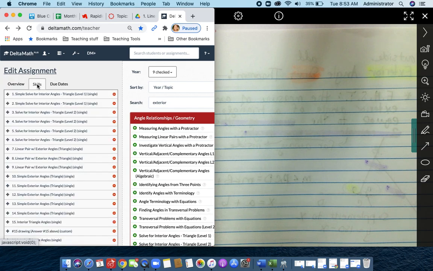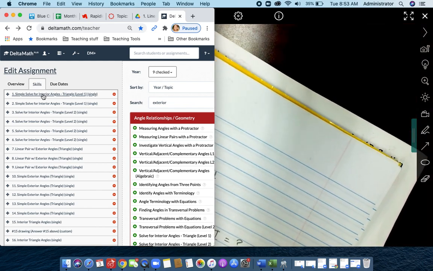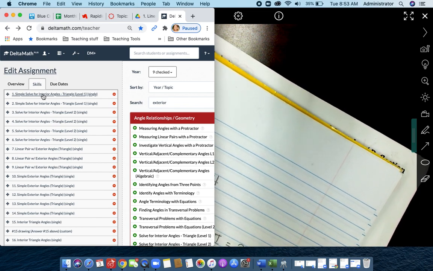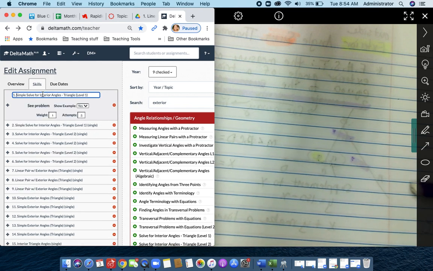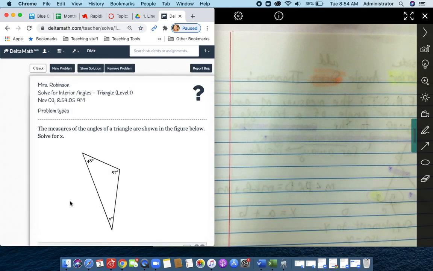So we're going to go through our skills for today. And I'm going to write down which ones I'm doing. 1, 3, 5, 7, 10, 14, 15, and 18. Okay. All right, so we're going to start off doing one together. And look how simple these are.